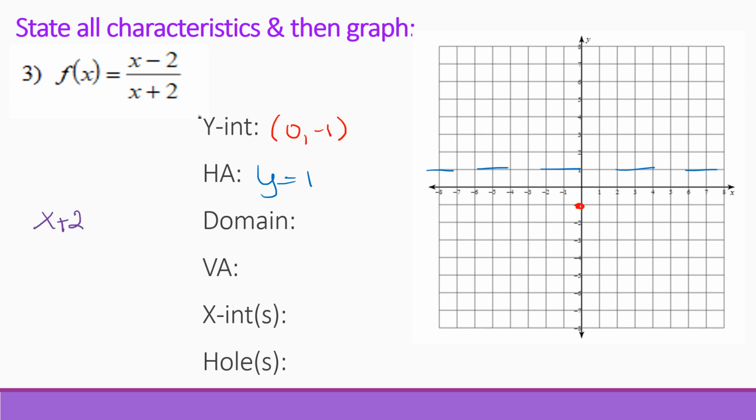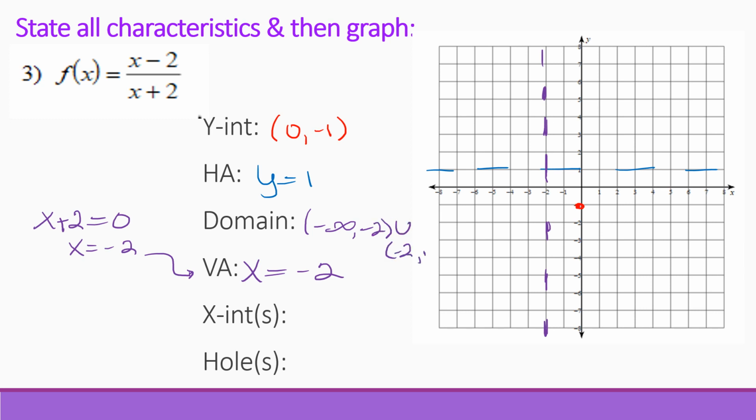The only factor down there is x plus 2, set it equal to 0, and that gives me x equals negative 2. That's actually the equation of my vertical asymptote because I didn't have any factors that reduced. So I'm going to go ahead and sketch my vertical asymptote at x equaling negative 2. Just do the best you can. Doesn't have to be perfect. And then I'm going to write the domain as negative infinity to negative 2 union negative 2 to positive infinity.